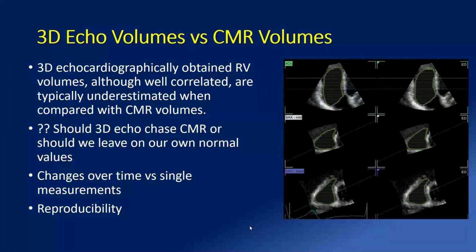But the question we should ask ourselves is whether by 3D echo we should chase CMR, or should we live on our normal values? I mean, it's important, most of all, to be reproducible, to have our normal values and follow our patients on our values and see if there is a significant increase over time. So the factor that is extremely important is reproducibility.